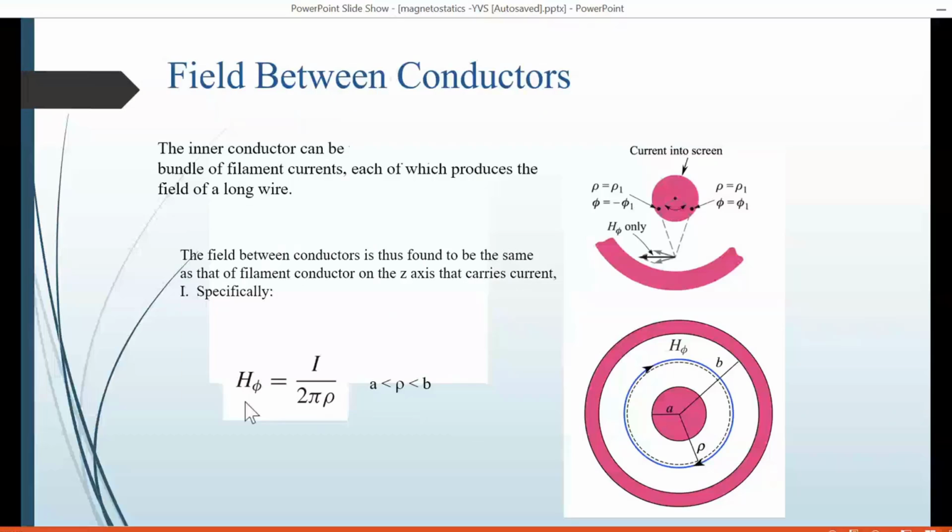H is equal to H phi in the phi direction, where H phi is I upon 2 pi r. The same is applicable here, so we can directly write H phi is equal to I upon 2 pi r, where r is the radius of that enclosed path. So this is the magnitude of intensity in between these two conductors.